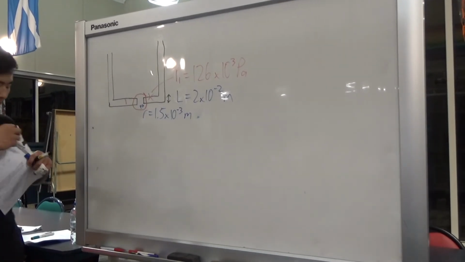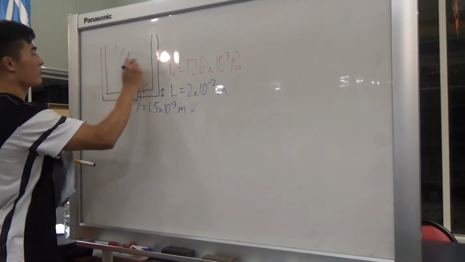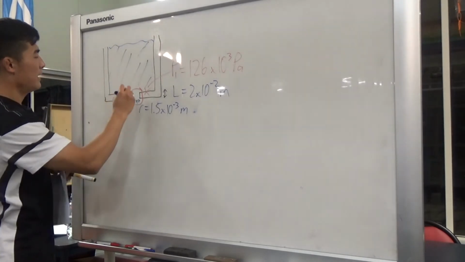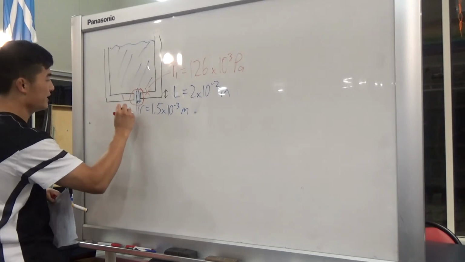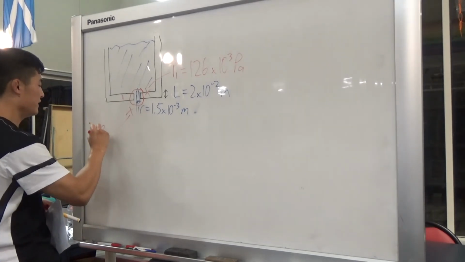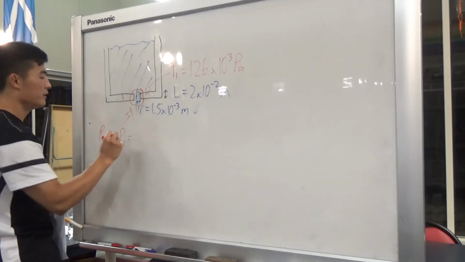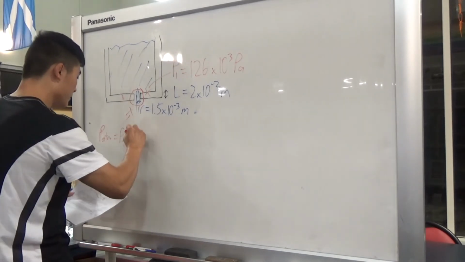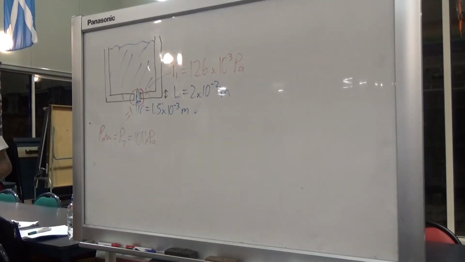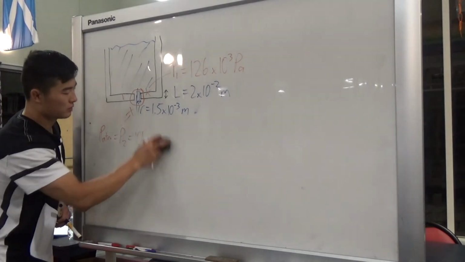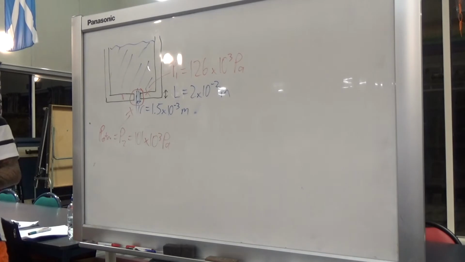And we know that the atmospheric pressure, so this liquid is coming out through here, and the atmospheric pressure outside, which we'll call P2, is equal to 101 kilopascals. So 101 times 10 to the 3 pascals. Okay.